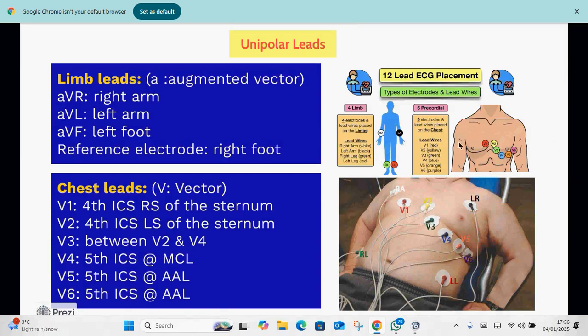Yes, it makes sense. Thank you. Yeah. The right arm and the left arm are close to the heart. The left leg is on the same side as the heart. The only limb lead which is very far away from the heart is the right leg or the right foot. Does that make sense? Yes.